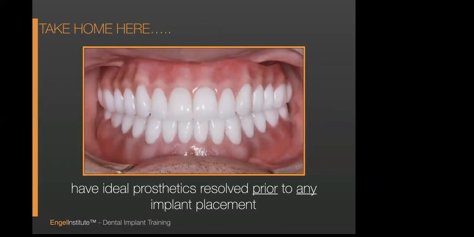And then her temporary interim prosthesis. Beautiful. Now, here's the key. Here's your take home. Have ideal prosthetics resolved prior, say it to yourself, to any implant placement. If it's a couple consultations, that's fine. You do not want to do any surgery until you know where the teeth are going to be.